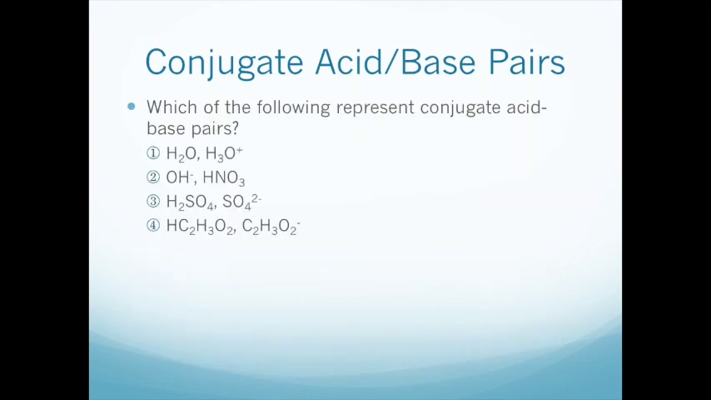So, some examples: which of the following represent conjugate acid-base pairs? The first one is H2O and H3O+. Second one is OH- and HNO3. Third is H2SO4 and SO4 2-. And four is HC2H3O2 and C2H3O2-. And we can talk about these.